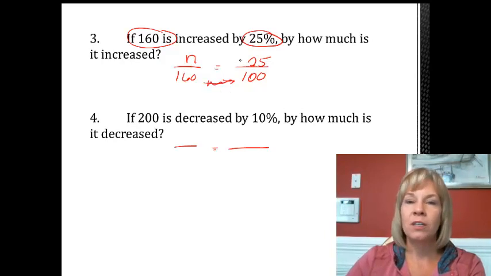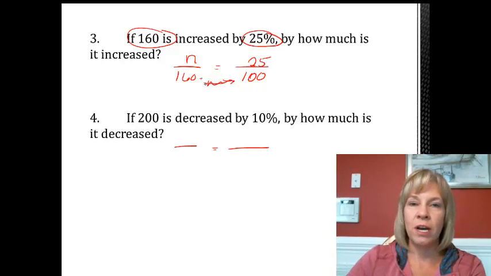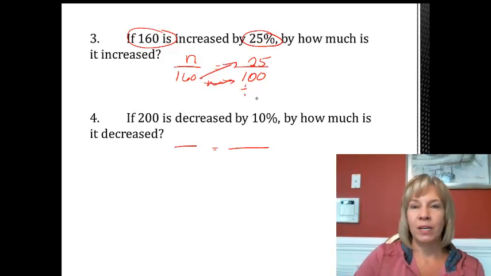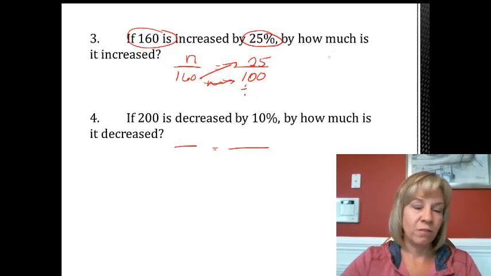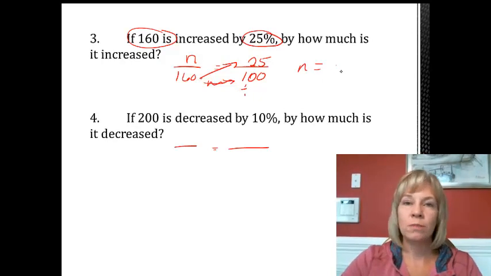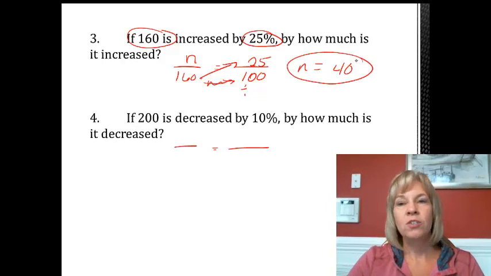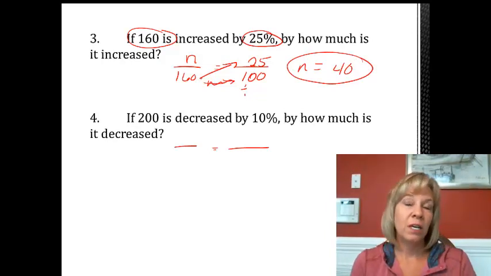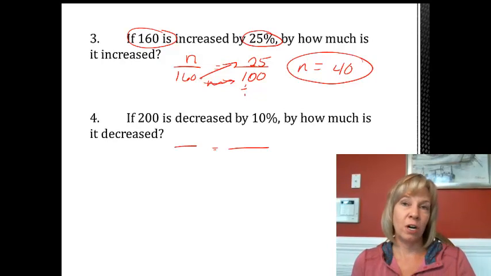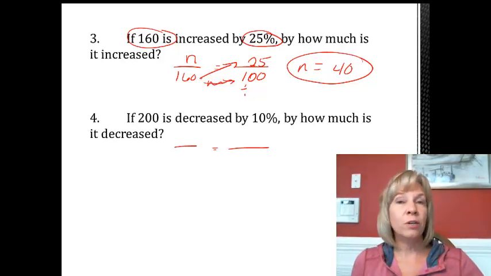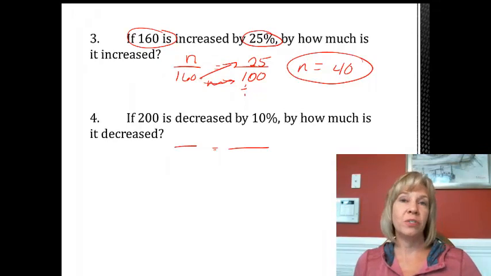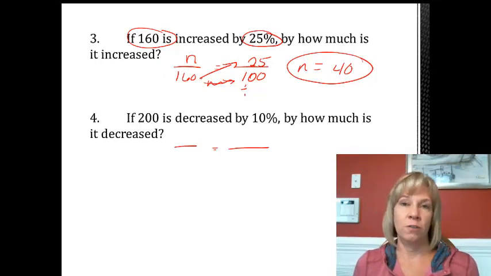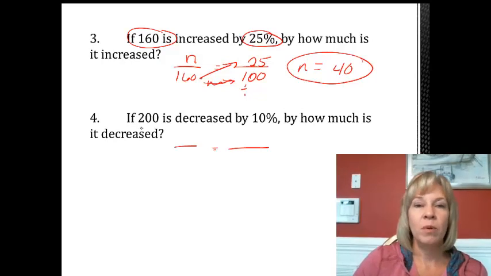Now we cross multiply. Don't want you to confuse your arrows. 160 times 25 and divided by 100. So what did you get for that one? N equals 40. So this would be like if you had a little job and you worked all week. In 1 week you made $160. And the next week you increase that amount by 25%. Let's say you work more, you get $40 more. Okay? All right, number 4.